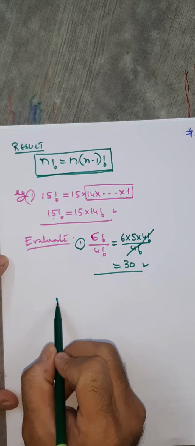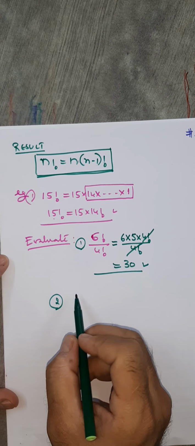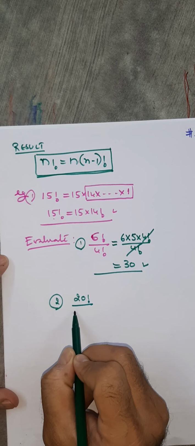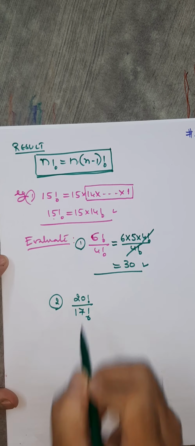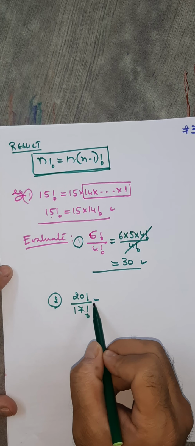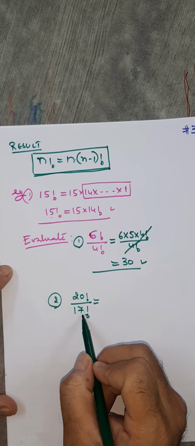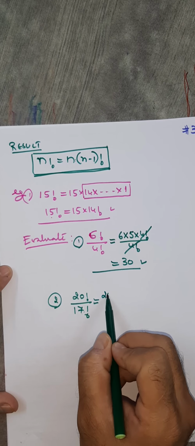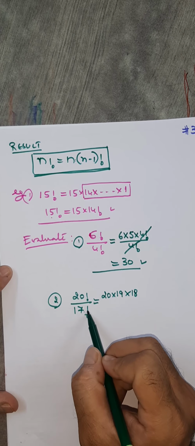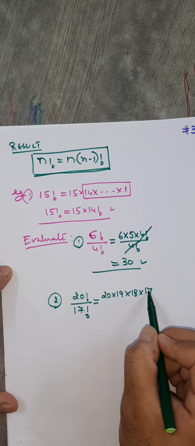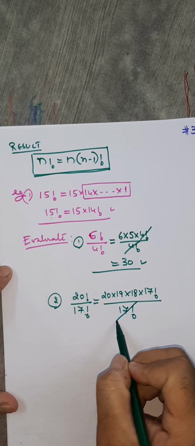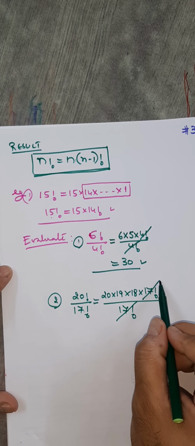Suppose I have 20 factorial upon 17 factorial. Now this is a very big number, 20 factorial, but I know this is a smaller factorial. So 20 factorial I can express in the form of 17 factorial. How? 20 into 19 into 18, and then when you reach 17, stop and write the factorial, upon 17 factorial. This will get cancelled.